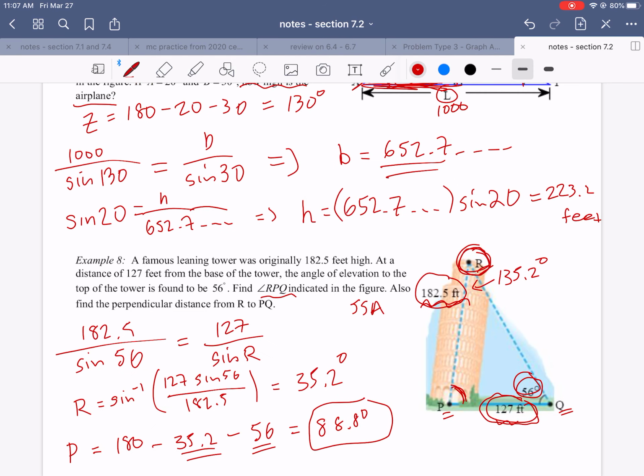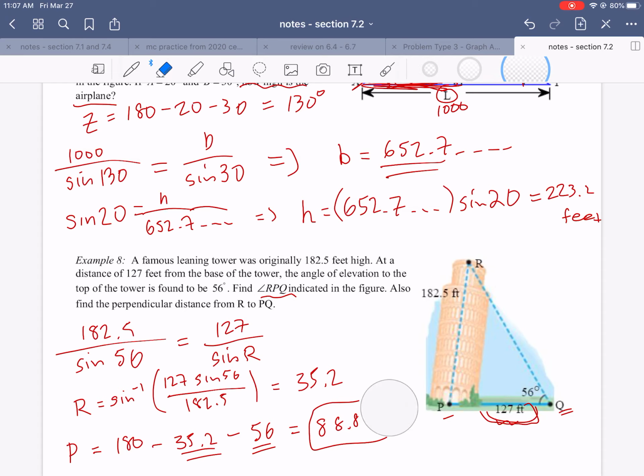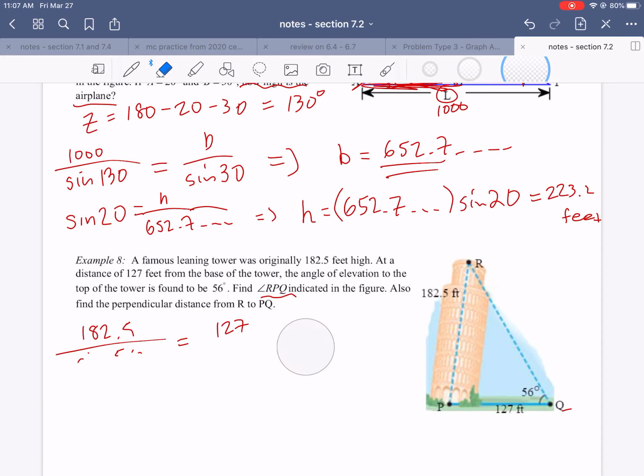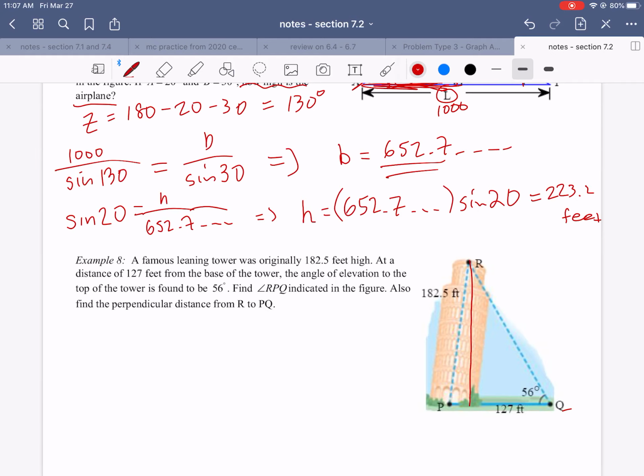Okay, so I'm going to give you a second to write all that down, and then I'm going to need to erase this so that we can do the second part of this question, which is to find the perpendicular distance from R to PQ. And so hopefully that's enough time for you to have written all of that down on example 8. And now I'm going to erase this and work the second part of this, which is to find the perpendicular distance from R to PQ, which is going to be this right here.